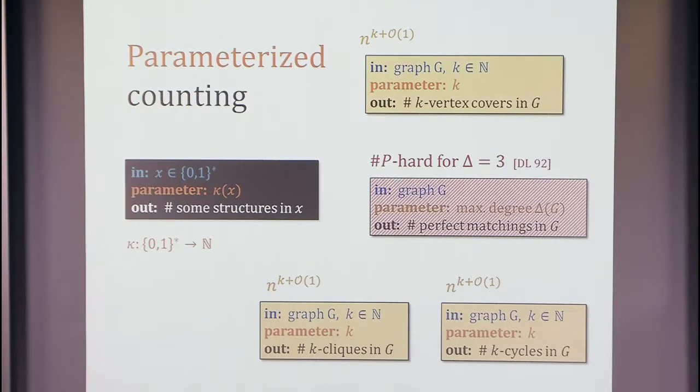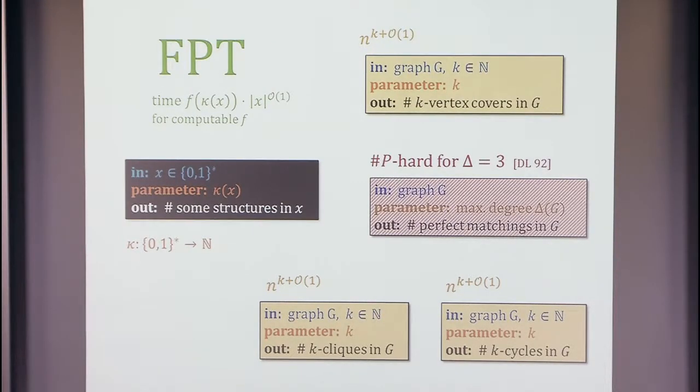So we are not going to include problems like this one, which are already hard for a fixed parameter, in our studies. And for the other problems, the yellow ones, of course, the next step is to ask whether they're FPT. So just as a reminder, the problem is FPT, and this applies also to counting problems.